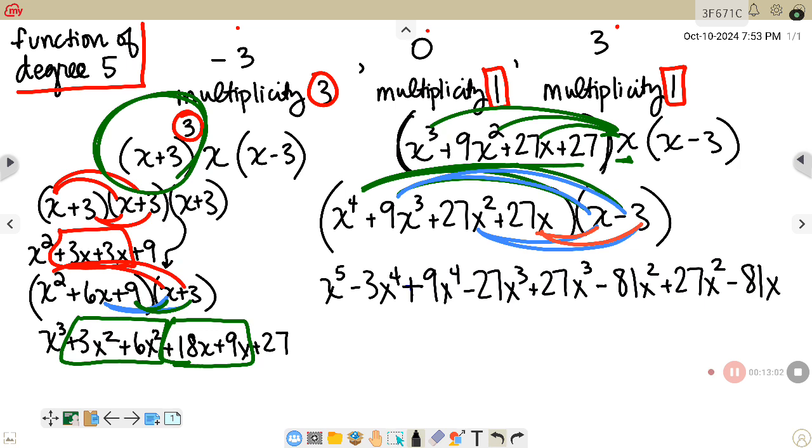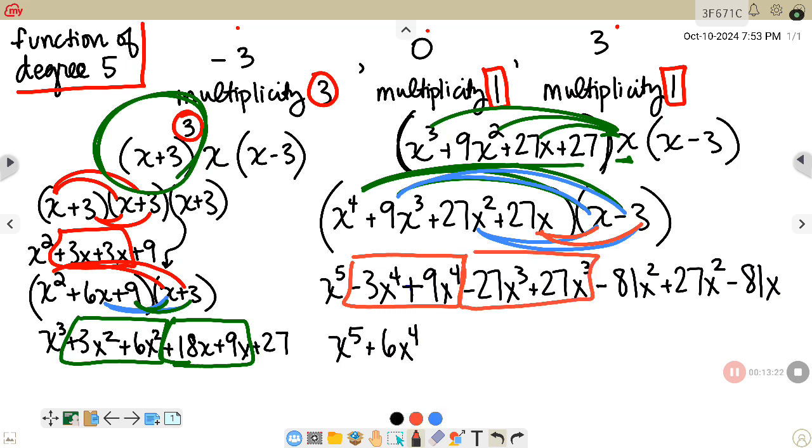And then I'll clean it up. Let's see. I only have that one x to the fifth. But I can put these x to the fourth together. I've got negative 3 plus 9, which gives me plus 6x to the fourth. Then look at your cubes. You've got negative 27 and positive 27. So that's nice. Those just cancel each other out. My squareds, I've got negative 81 plus 27, so that gives me negative 54x squared, and then just bringing down the minus 81x.